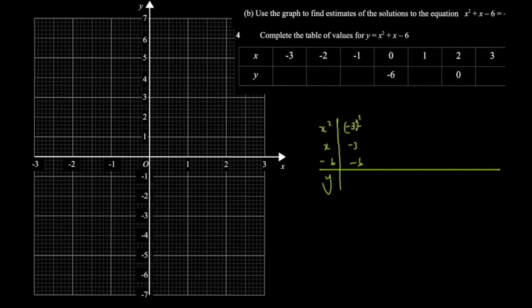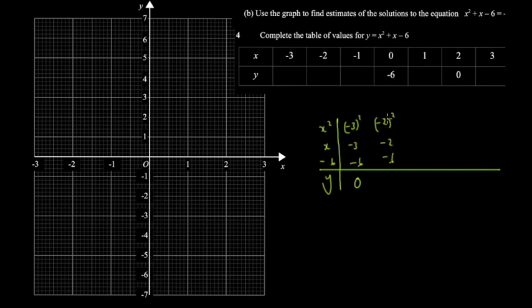What do you get? So here you get 9 minus 3. You get 6. Then minus 6, then you get 0 here. Okay. So we're going to try for -2 squared, -2, -6.